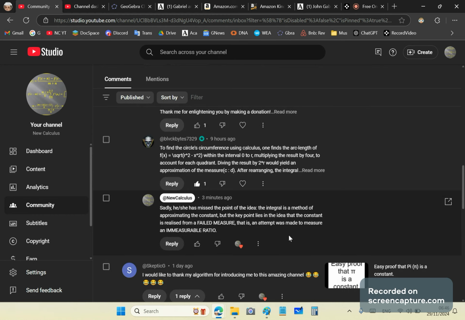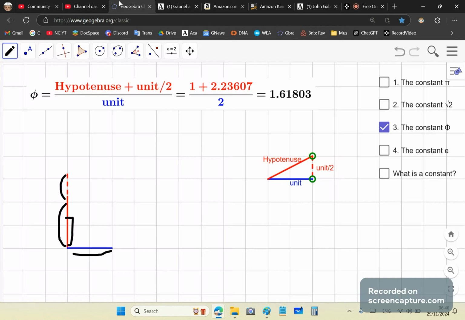So the problem with this person is that he or she has missed the point of the whole idea. The integral is a method of approximating the constant, but the key point lies in the idea that the constant is realized from a failed measure. That is, an attempt was made to measure an immeasurable ratio. That's how we get these constants. We try to measure immeasurable ratios like this.